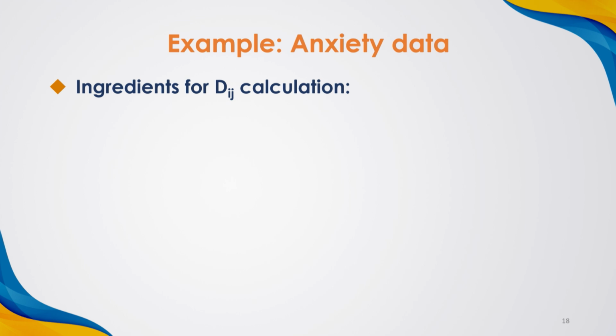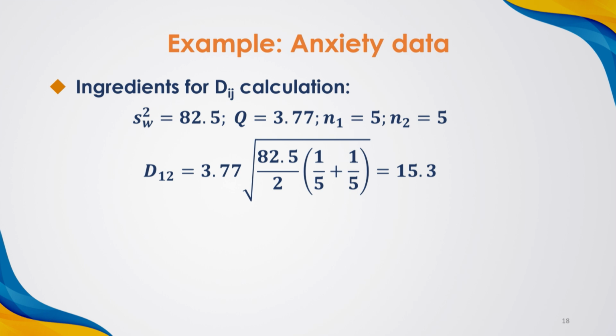Let us consider what the ingredients of Dij are in this calculation. The ingredients are the mean sum of squares for error, that is 82.5, which we can take from the ANOVA table, and Q from the table I just showed, which is 3.77, size of the first group 5, size of the second group 5. With all this input, we find D12 is 15.3.